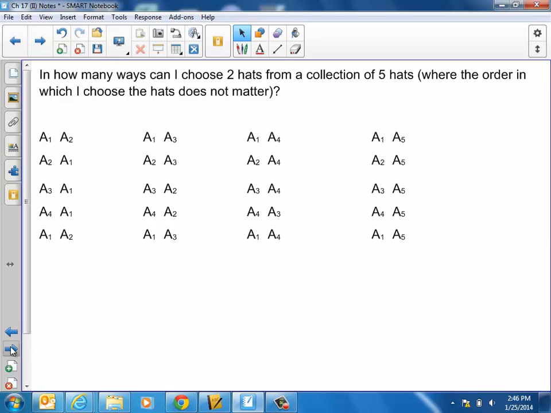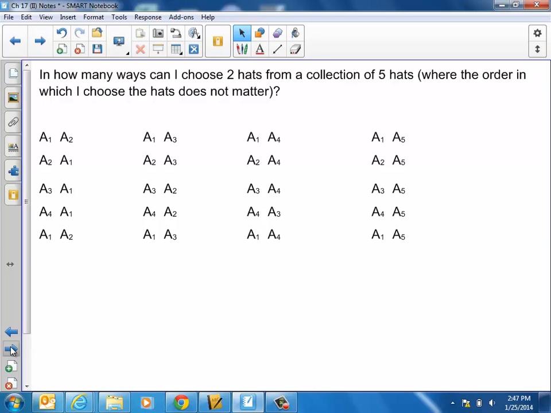In how many ways can I choose 2 hats from a collection of 5 hats, where the order in which I choose the hats does not matter? So 2 different things going on here. First thing, we're only choosing 2. Second thing, the order in which I choose the hats doesn't matter. I.e., if I choose the first hat, then the second hat in that order, we're going to count that as being the same choice of hats as if I chose the second hat, then the first hat.